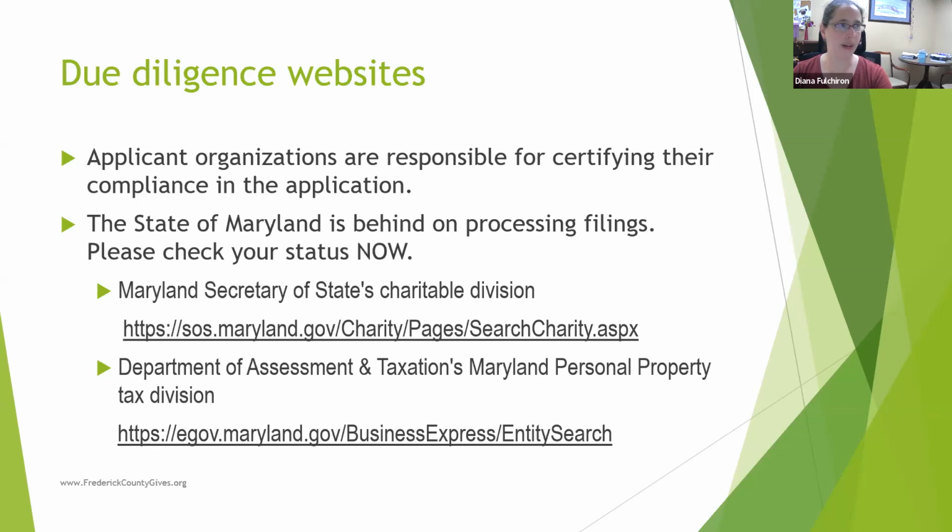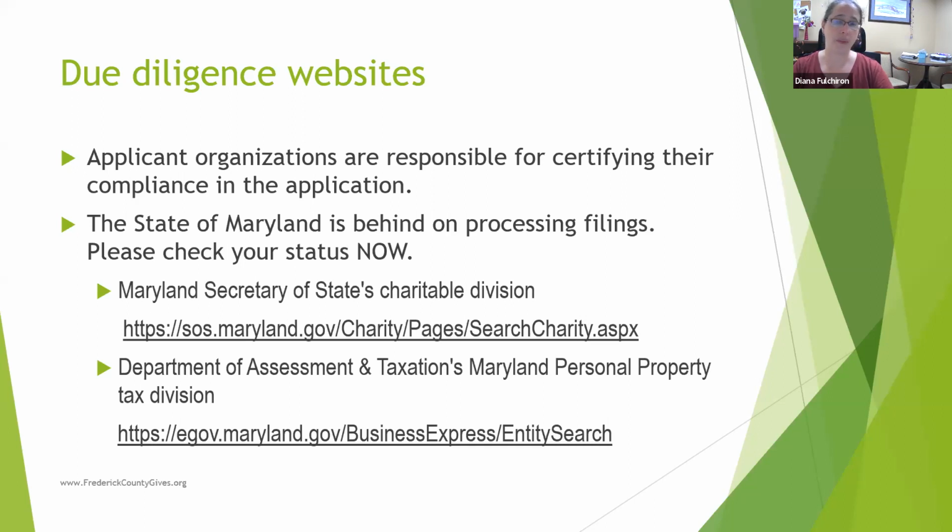A couple of things to note about these filings is that since the onset of COVID, the state of Maryland has been really behind on processing the filings that they have. So even if you think you're in compliance, you should really check these out. You can do that now. I will not be offended if you need to go on your computer to check these out. Because if you check your status now, you still have time to harass the state of Maryland and make sure that your records match their records and all the filings have been complete.